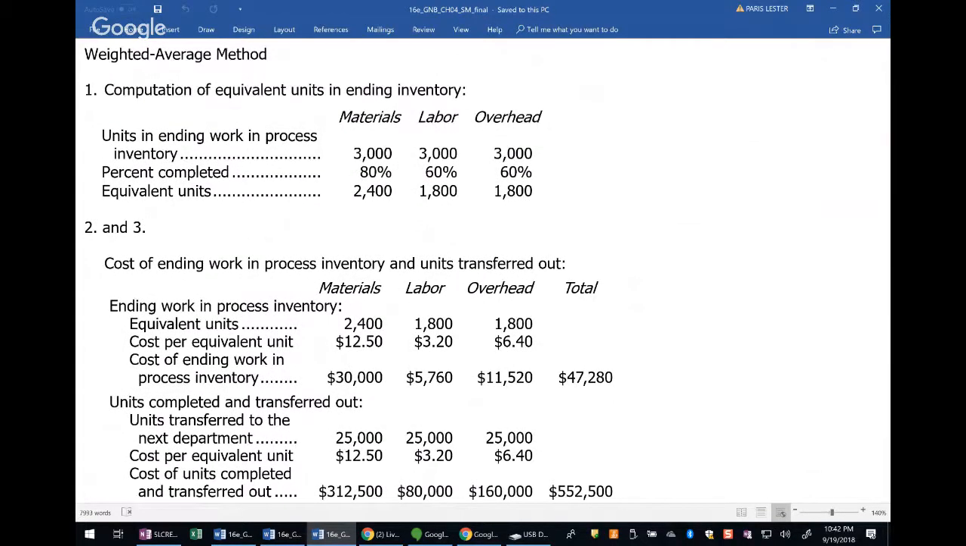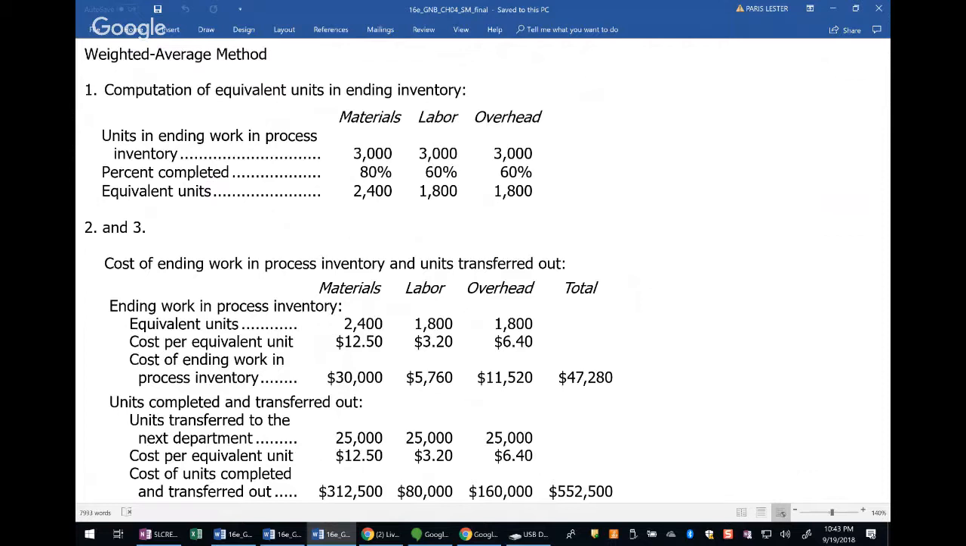Now, equivalent units in ending inventory, cost per equivalent unit. Now, that was given to you, wasn't it? Cost per equivalent unit. See, they're working backwards here. You have to find equivalent units to get cost per equivalent unit, but they gave you that, right? And you just do a little bit of production summary. And you're finding 30,000, 5,700 some, and 11,000 some.